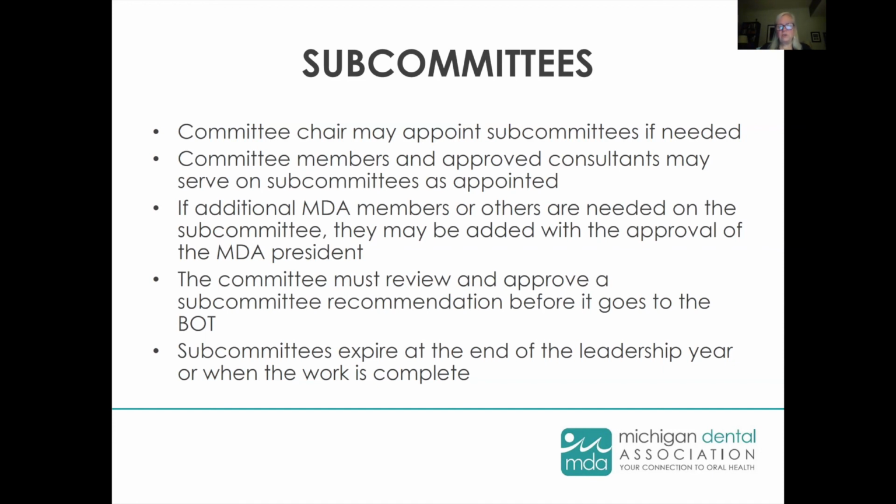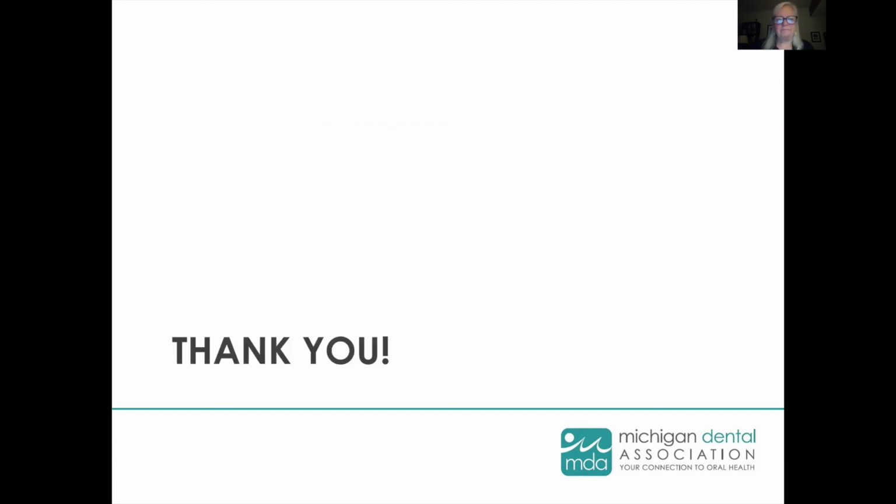So if they do expire because the leadership year is over, it only takes action by the next year's committee chair to reappoint. And I've seen the Committee on Governmental Insurance Affairs use subcommittees and work groups pretty extensively. I think the Access Committee does as well, and anyone may use it for any particular project that might need greater delving into, for example. So that is what I have for you.